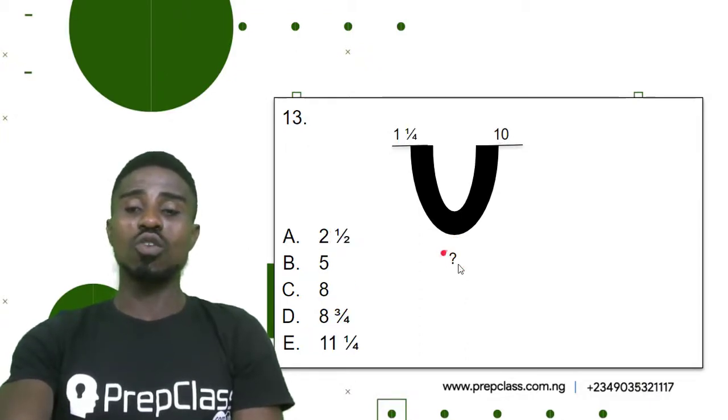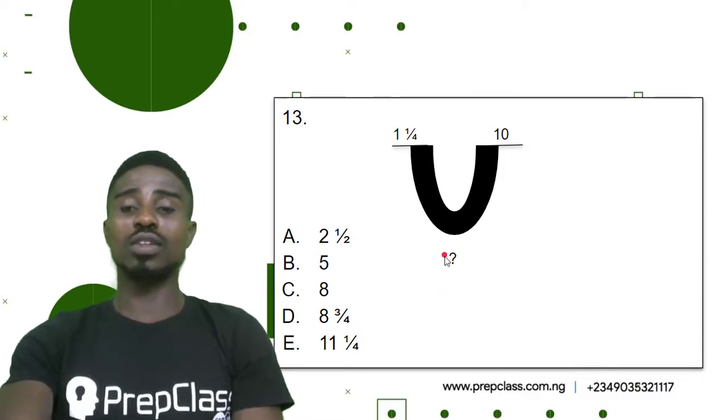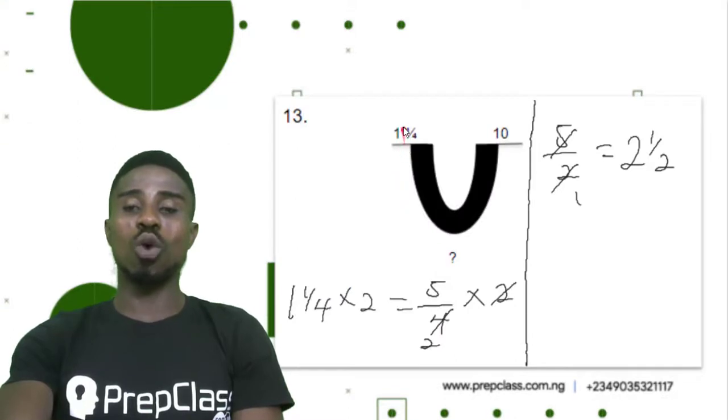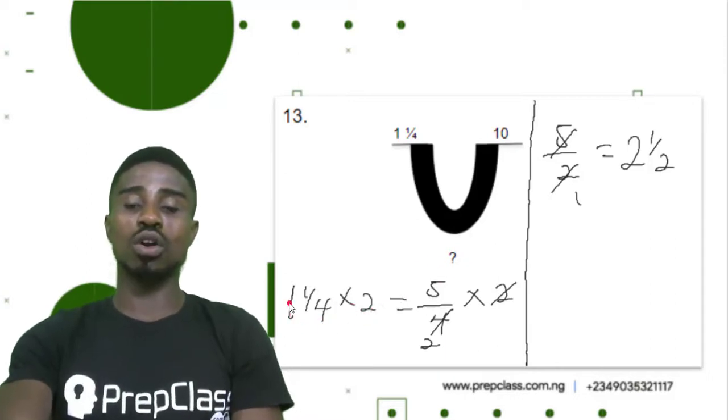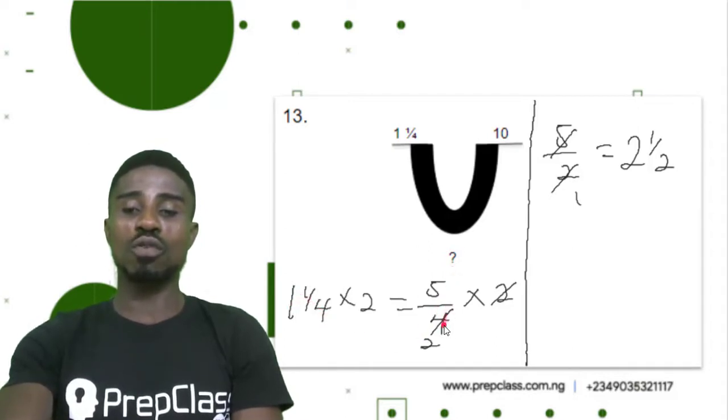Question 13. We've been asked to solve what should be here. Let's see how to get it done. So it ought to be 1 number 1 over 4 times 2 will give us the number that should be here. So 1 number 1 over 4 is the same thing as 4 times 1, 4 plus 1, 5 over 4. So 5 over 4 times 2. 2 here 1, 2 here 2. So 5 over 4 times 2 will give us 5 over 2. And 5 over 2 is equal to 2 whole number 1 over 2.